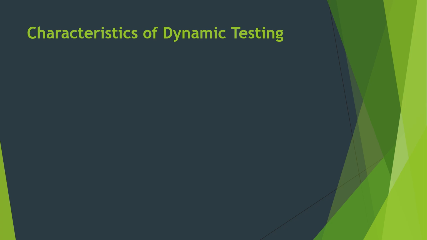Dynamic testing is different from static testing because here we actually run the code to check how the software behaves. This type of testing helps us find the bugs that only appear when the software is working, like crashes, wrong outputs, or performance issues. Okay, let's see what the characteristics of dynamic testing are.